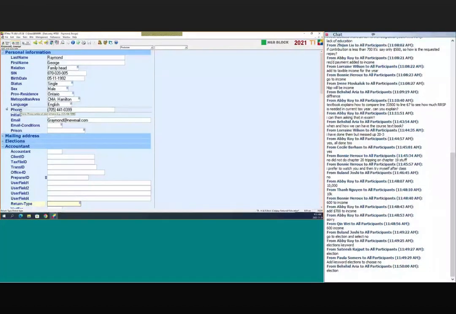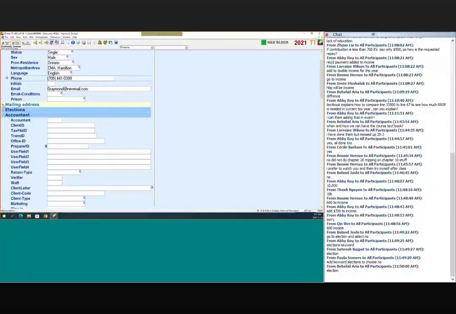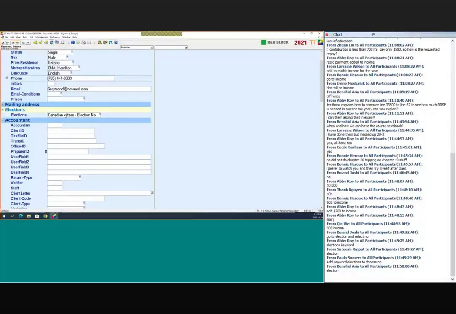All right. So here is George. Here's his personal information. His email address is there. He's given it to us. We don't know if he has a My Account and wants to receive it online, so we're not going to put anything in there. We have his mailing address. So I'm going to close that. We're going to go to the election field, and we're going to select that he is a Canadian citizen, but he does not want to be added to the elections list.